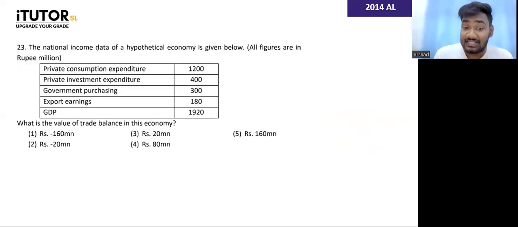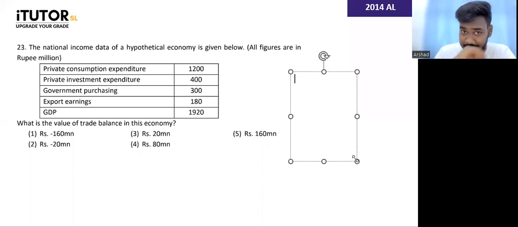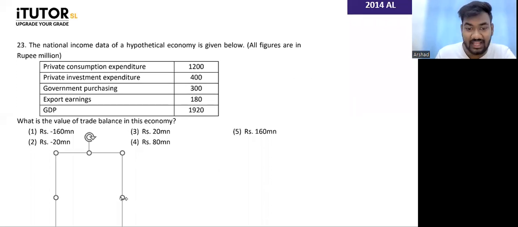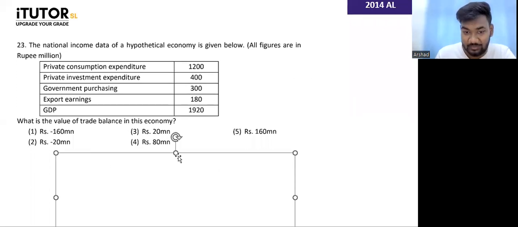Okay. The national income data of a hypothetical economy is given below. All figures are in millions. Private consumption, investment, government spending, exports, GDP. What is the value of the trade balance in this economy? Now, which approach is this? If you can't figure out the approach, disappointing. Which approach is this? This is the expenditure approach. What are they asking you to calculate? The net export. Okay. So we'll calculate.